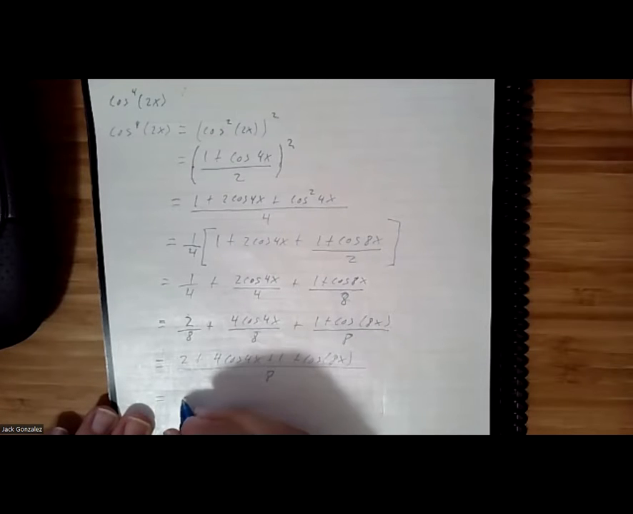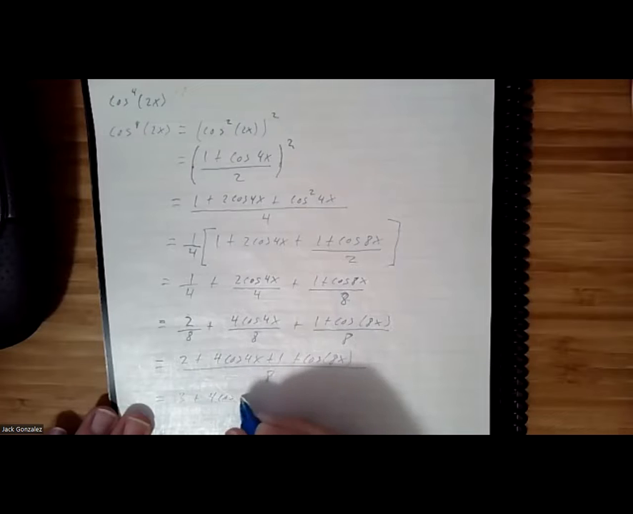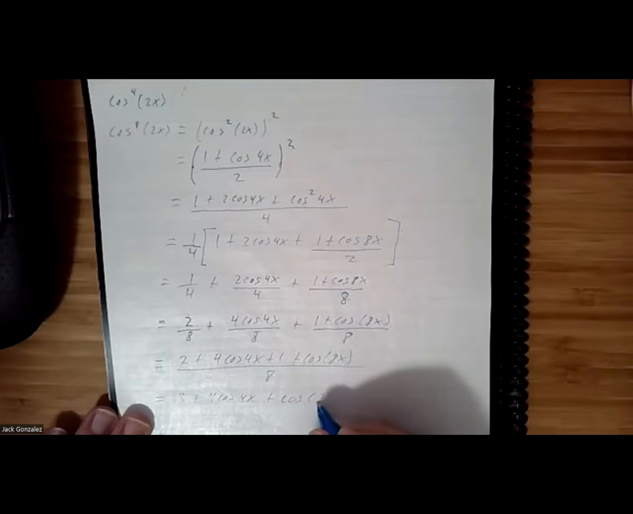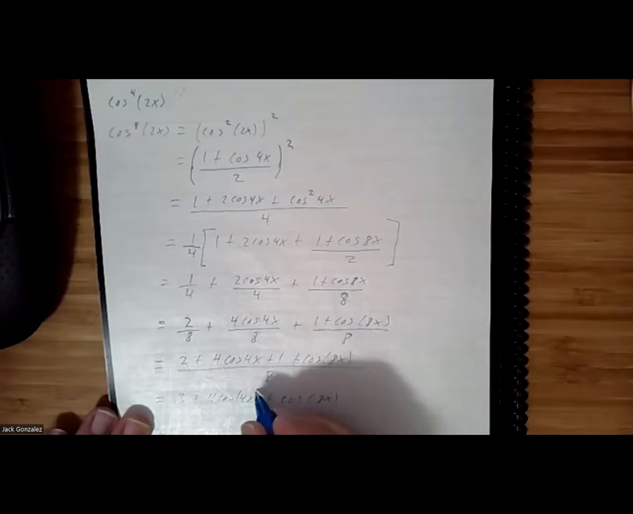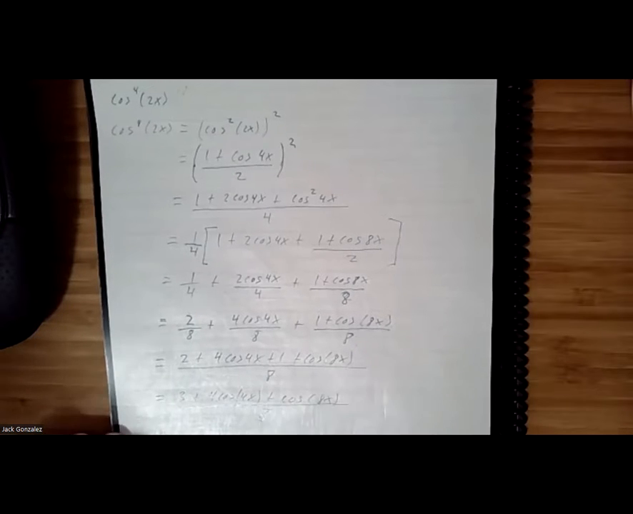2 plus 1 is 3, plus 4 cosine 4x, plus cosine 8x. There we go. That's as pretty as it's going to get.